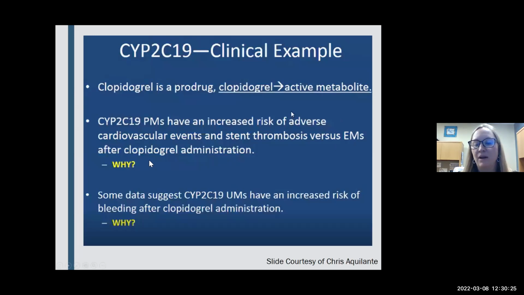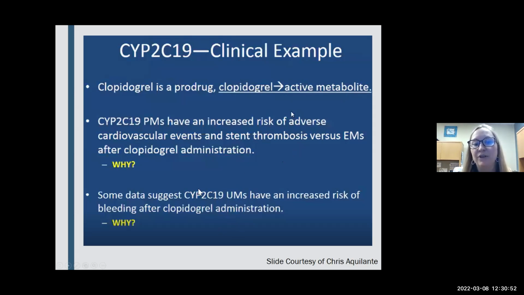I'll just answer for you right now. Because they don't convert to the active metabolite, and there are genome-wide association studies showing, and the CPIC guidelines recommend, in a patient who is a poor CYP2C19 metabolizer to use ticagrelor instead of clopidogrel due to higher rates of stent thrombosis and mortality.